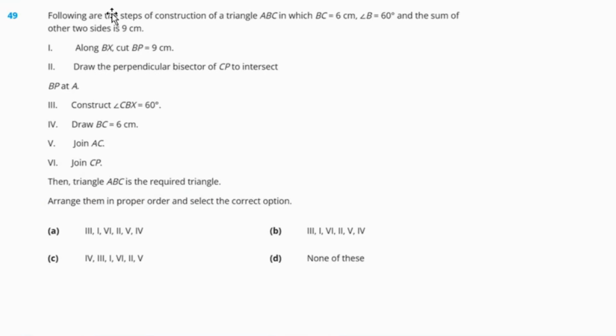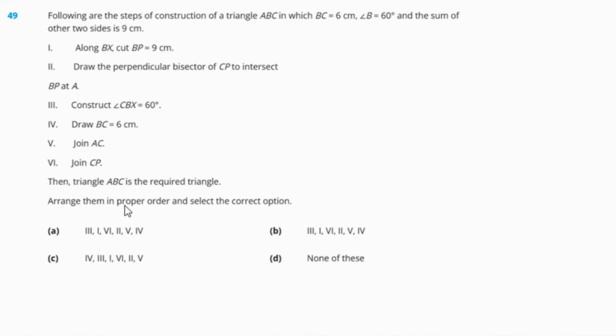Next, now following the steps of the construction of a triangle ABC in which BC is equal to 6 centimeter, angle B is equal to 60 degree, and the sum of the other two sides is 9. So along BX, cut BP at 9 centimeter, draw the perpendicular bisector of BP at A, construct angle CBX, then draw BC, join AC, join CP, then triangle ABC is the required triangle. Now we need to arrange them in the correct order.